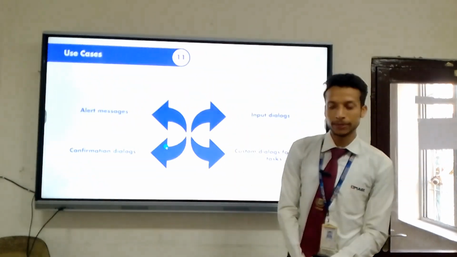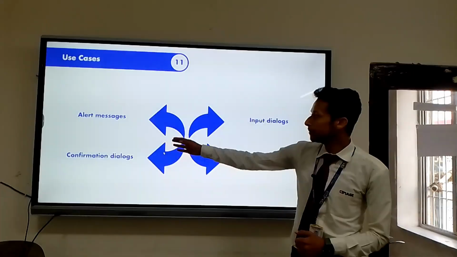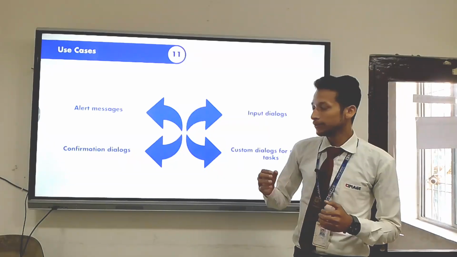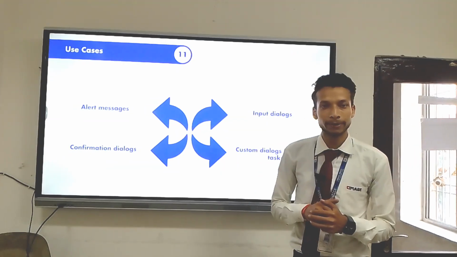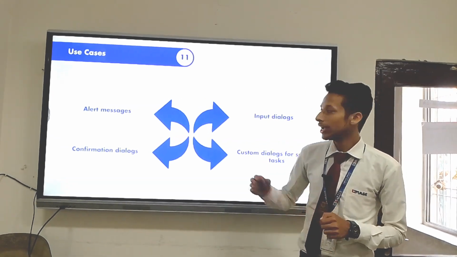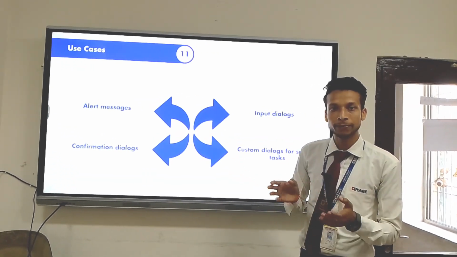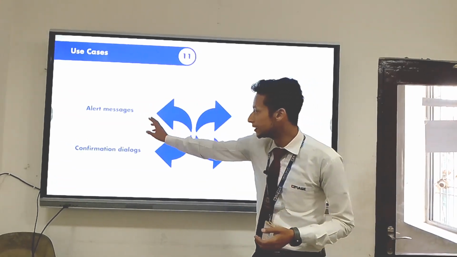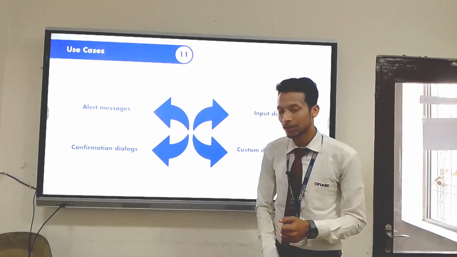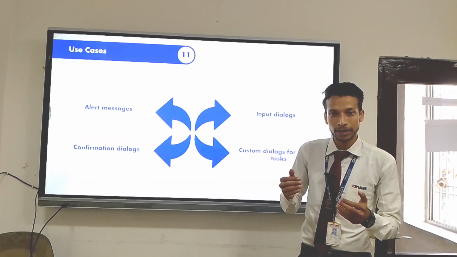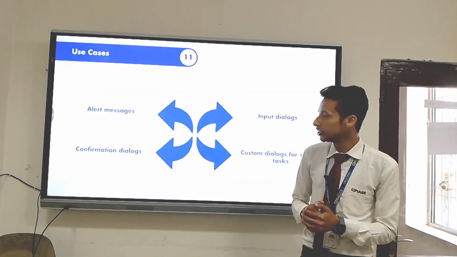There are some use cases of this JDialog box which are mentioned over here. That is alert messages. On performing any task, if we have to send alert messages to any user, we can create a JDialog box, and on that JDialog box we can put the details of that particular alert and messages. We can also create a confirmation dialog box, where the dialog box will appear and permissions will be taken from the user.